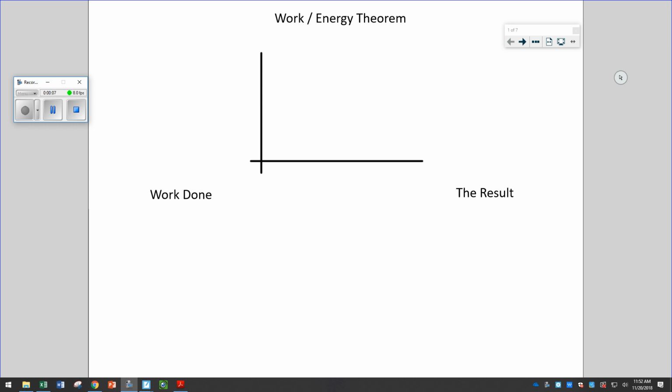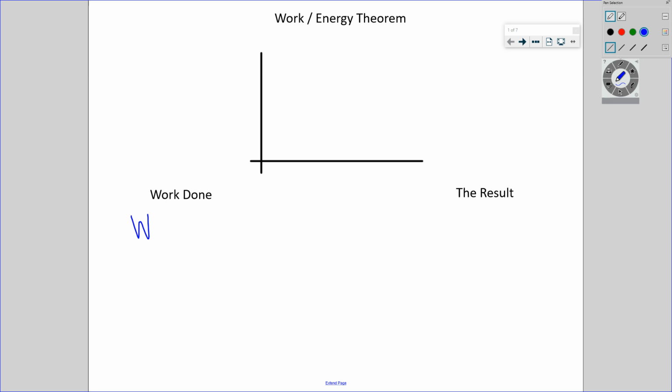All right. What we need is a bit of a foundation into what it means for there to be work done on an object or work done by a force. By definition, the work done by a force on an object is the force times the distance through which the force acts.